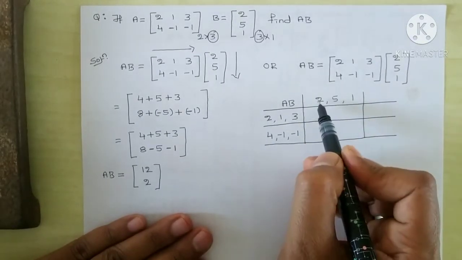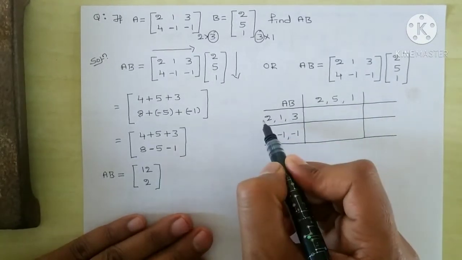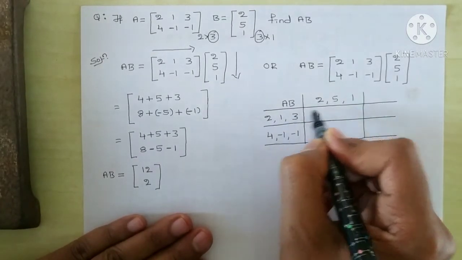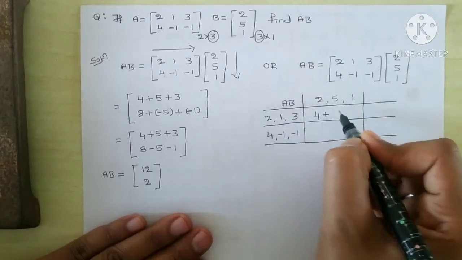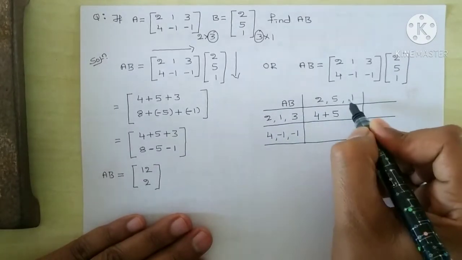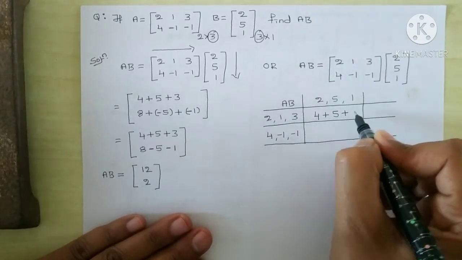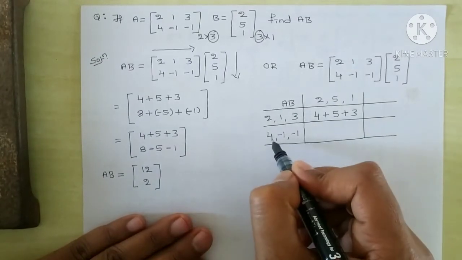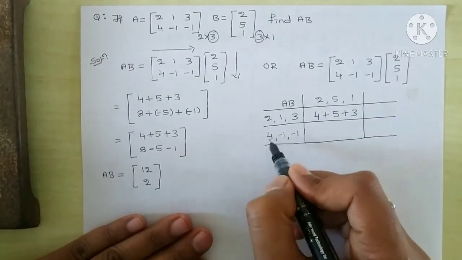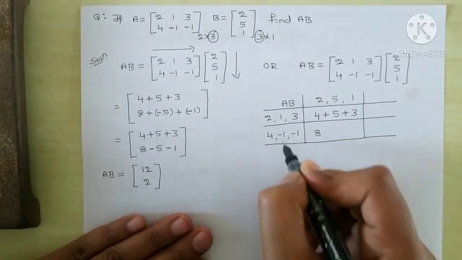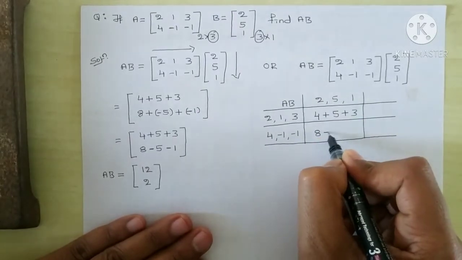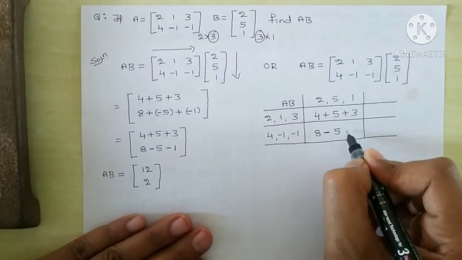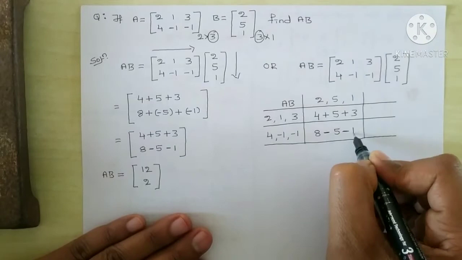So in that, first element with first element, multiply the sign first. Plus into plus is plus, 2 into 2 is 4. Plus into plus is plus, 1 into 5 is 5. Plus into plus is plus, 3 into 1 is 3. Next, second row with first column. So here, plus into plus is plus, 4 into 2 is 8. Minus into plus is minus, 1 into 5 is 5. Minus into plus is minus, 1 into 1 is 1.